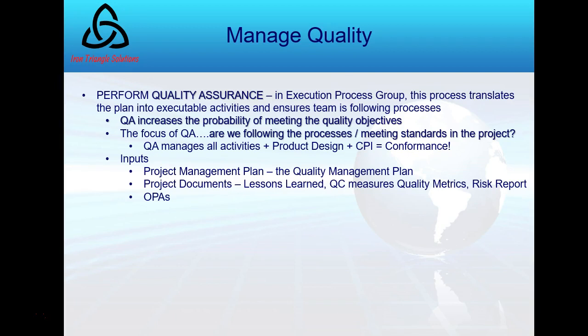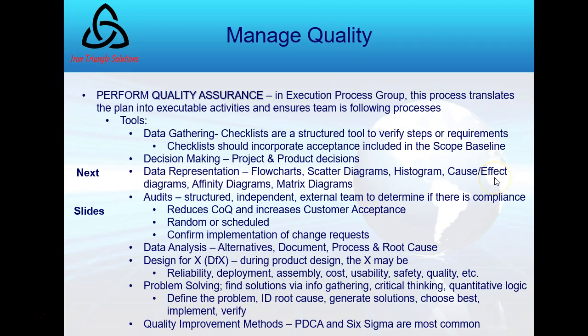This really results in managing quality three things. It includes all quality assurance activities, it includes the product design, and it includes continuous process improvement. And those three items lead to conformance. That's exciting. So I have as my inputs my project plan, project documents, and OPAs, organizational process assets. It's just that easy. So we're going to skip through those to manage quality tools.